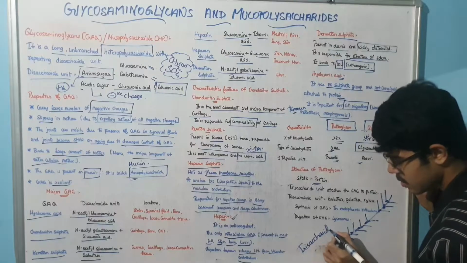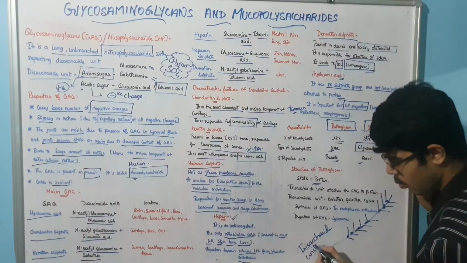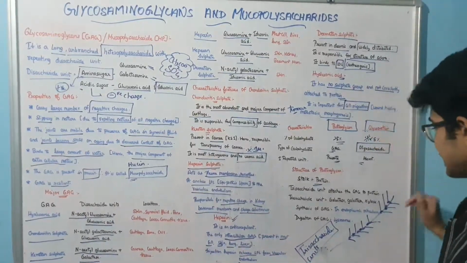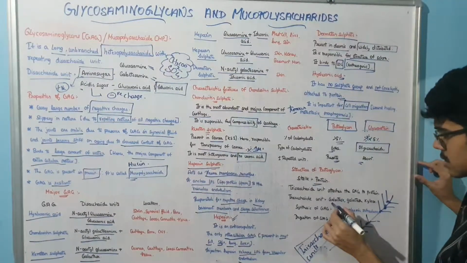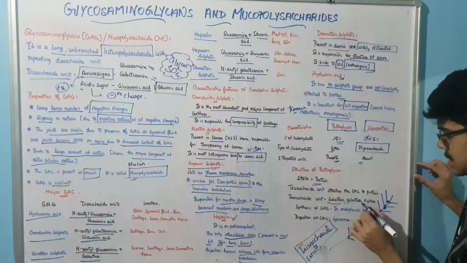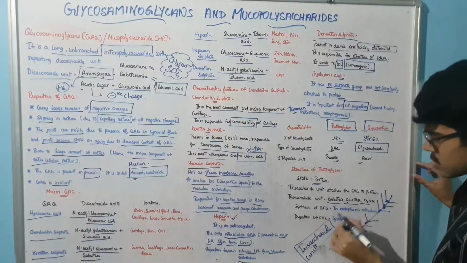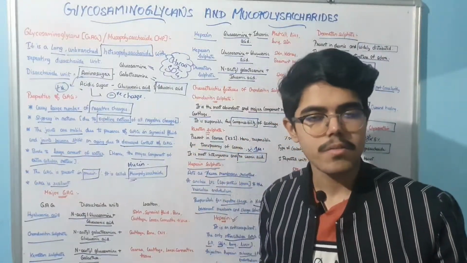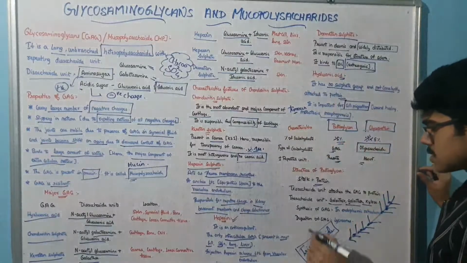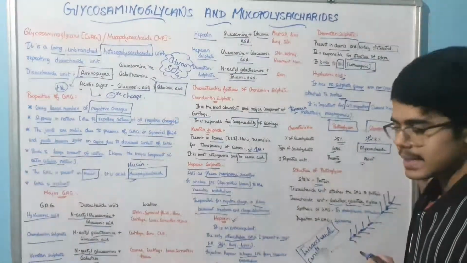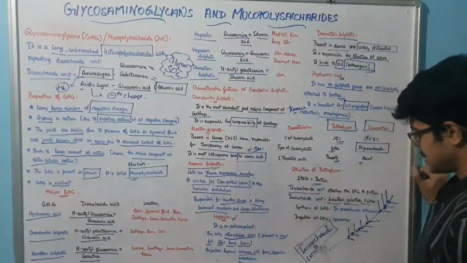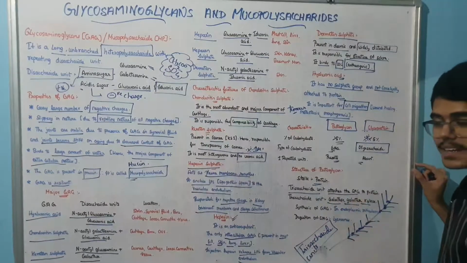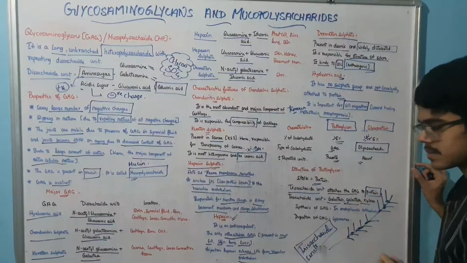Trisaccharide units. So what are those trisaccharide units? That is galactose, xylose. Okay, we have here galactose, xylose and galactose. So the trisaccharide unit consists of galactose and xylose. Very simple. So the stalk is protein, and the trisaccharide unit attaches the glycosaminoglycan to the protein. We have learnt.